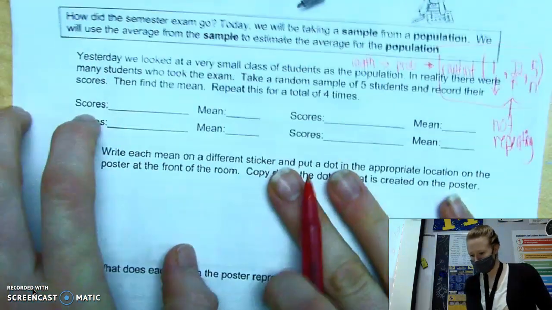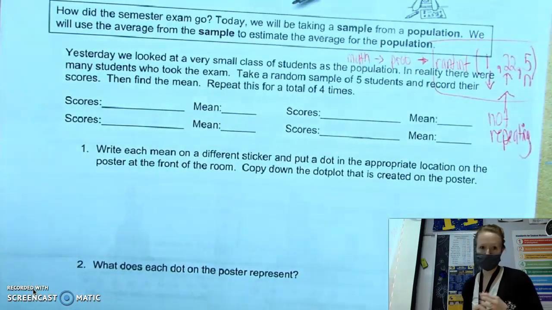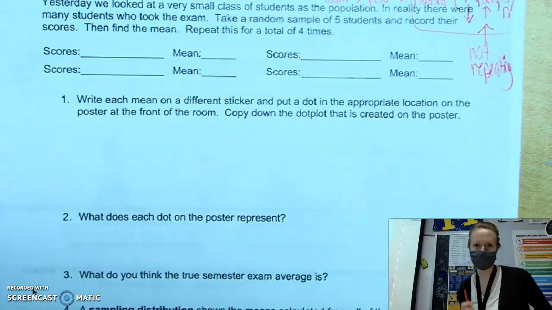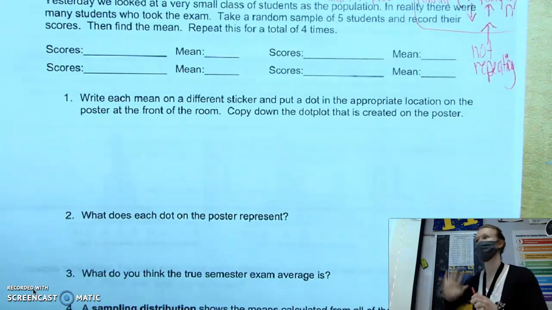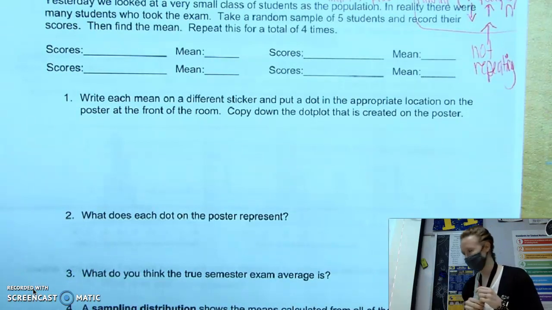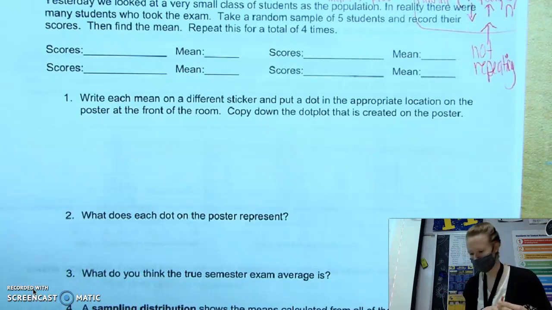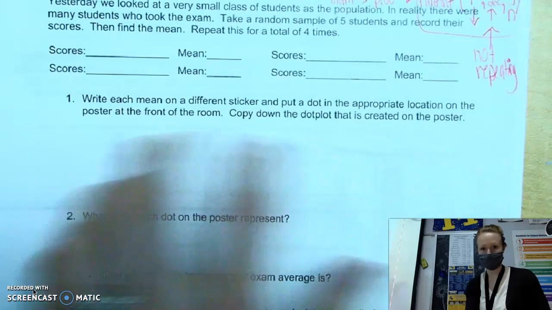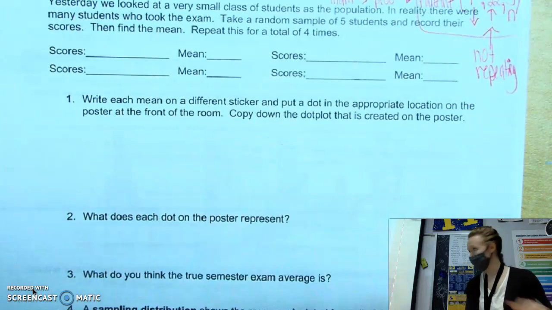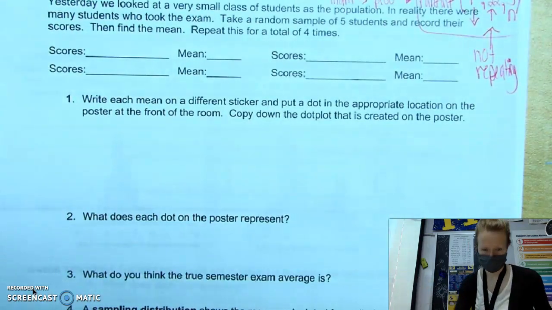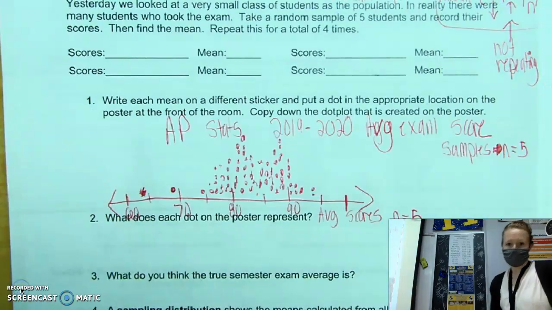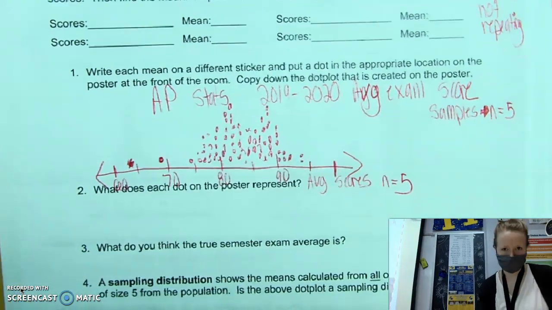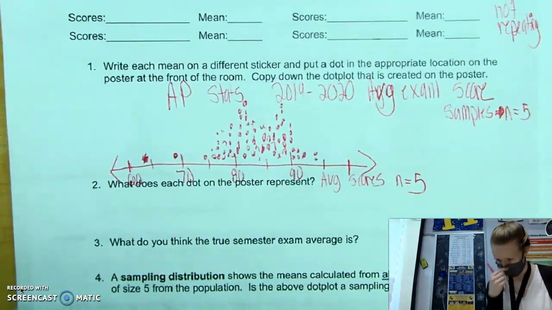So yeah, find your 4 averages, and then what we're going to do, it says we're going to write each mean on a different sticker and put a dot on the appropriate location. We're not going to do that. We're just going to make a dot plot on the whiteboard, and then I'm just going to use some wipey things to wipe it down. So we will draw our distribution on paper once we've done it on our whiteboard in just a second. So yeah, find your averages.